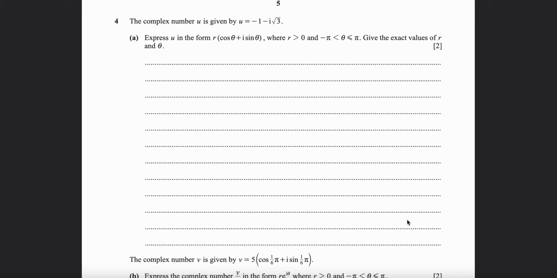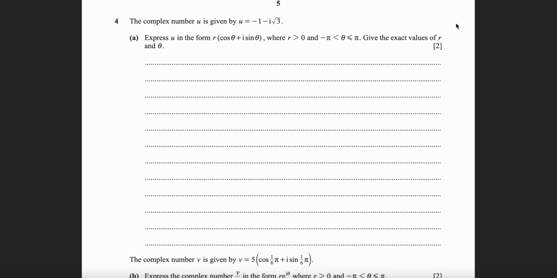Hello. In this video, we want to answer this question from my past exam paper. So, the complex number u is given by u equals minus 1 minus i root 3. Express u in the form r(cos theta plus i sin theta), where r is greater than 0 and theta is between minus pi and pi.